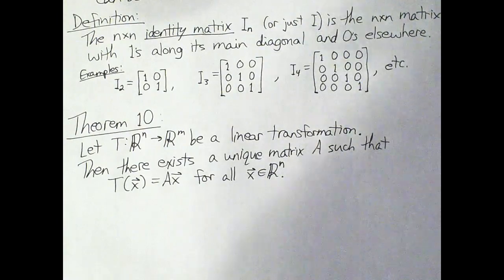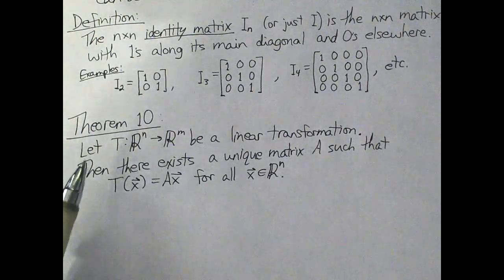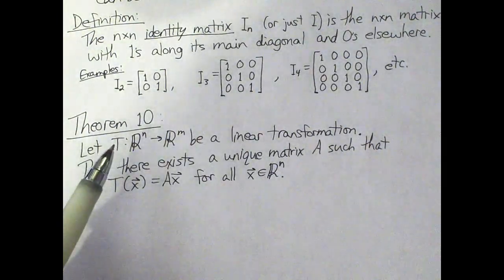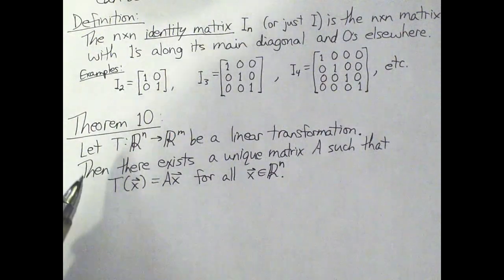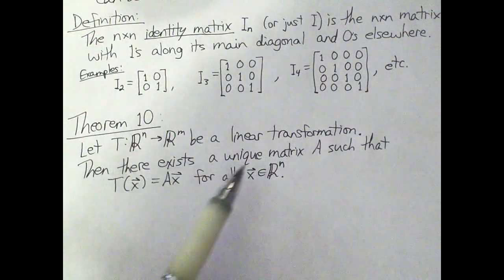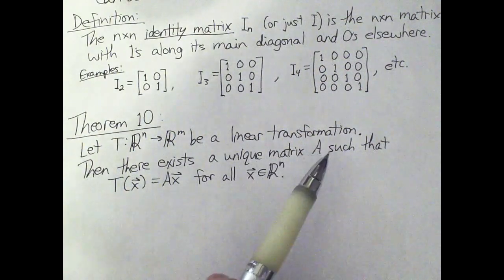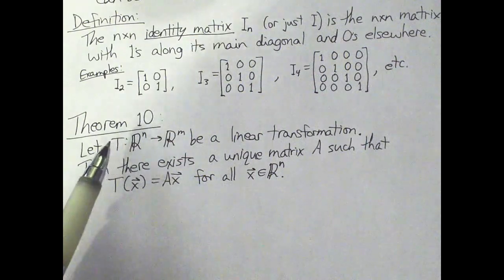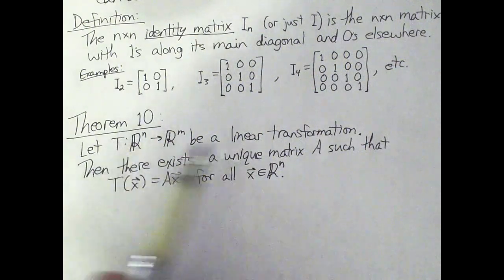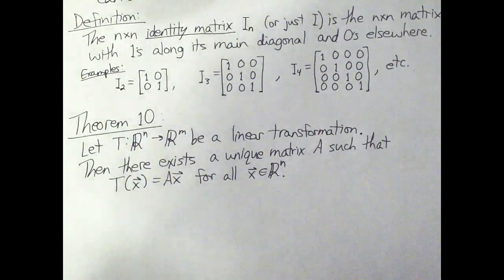When we say there's a unique matrix A, we mean we already said let T be a linear transformation, right? So the first sentence establishes that there's a T. When we say then there exists a unique matrix A, we mean that there's a unique matrix A for this T. Like this T has a unique matrix A.